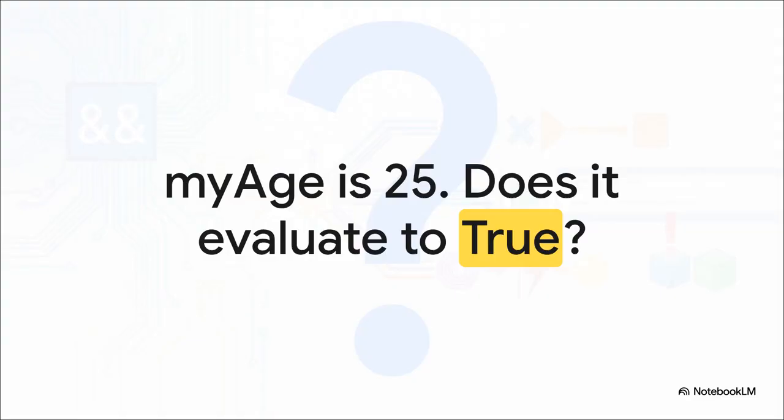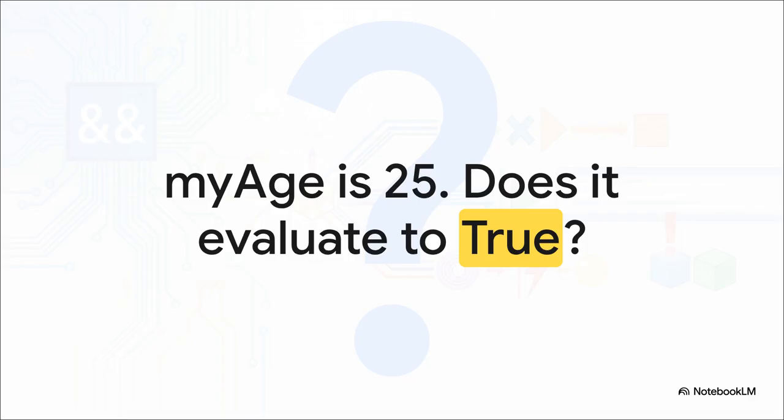So let's see how we actually apply this in practice. It is officially time for round one of our game. Take a look at our strict bouncer logic here. My age must be greater than or equal to 18, and my age must be less than or equal to 30. Step right up, contestant number 1. This user has their myAge variable set to exactly 25.